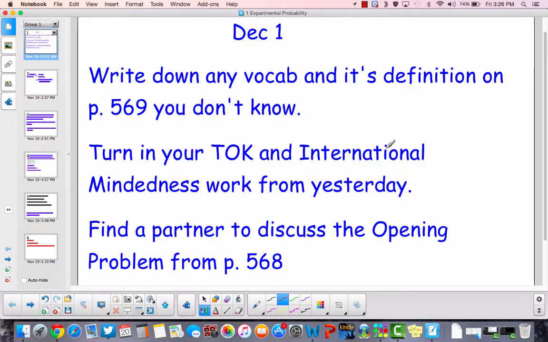Would you also make sure that you turn in your TOK and international mindedness work from yesterday? And once you've done those two things, would you talk with your side partner about the opening problem from page 568? What did you do? How did you come up with it?